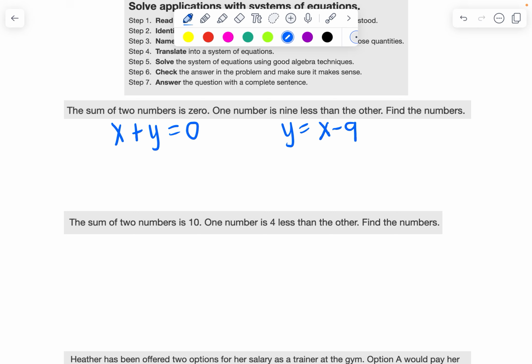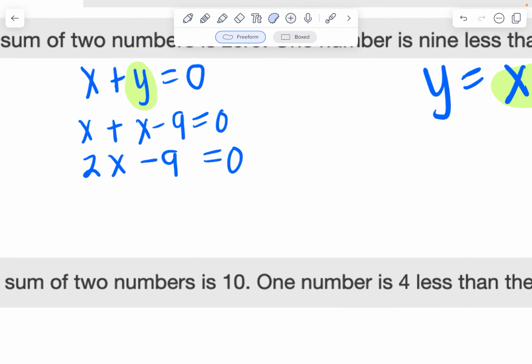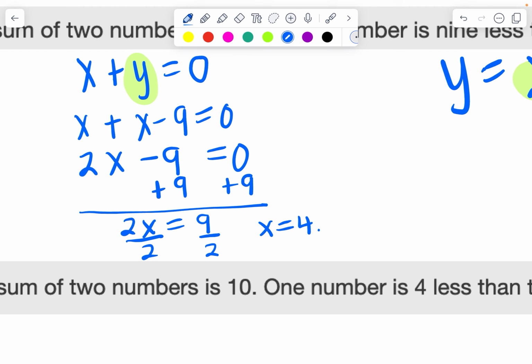So now we're going to solve this by substitution. I can take this x minus 9 and plug it in for this y. So x plus, instead of y, I'm going to call that x minus 9 is 0. 2x minus 9 is 0. So continuing to solve this, I'll add 9 to both sides. And I'll get 2x is 9. And then dividing both sides by 2, I'll get that x is 4.5.